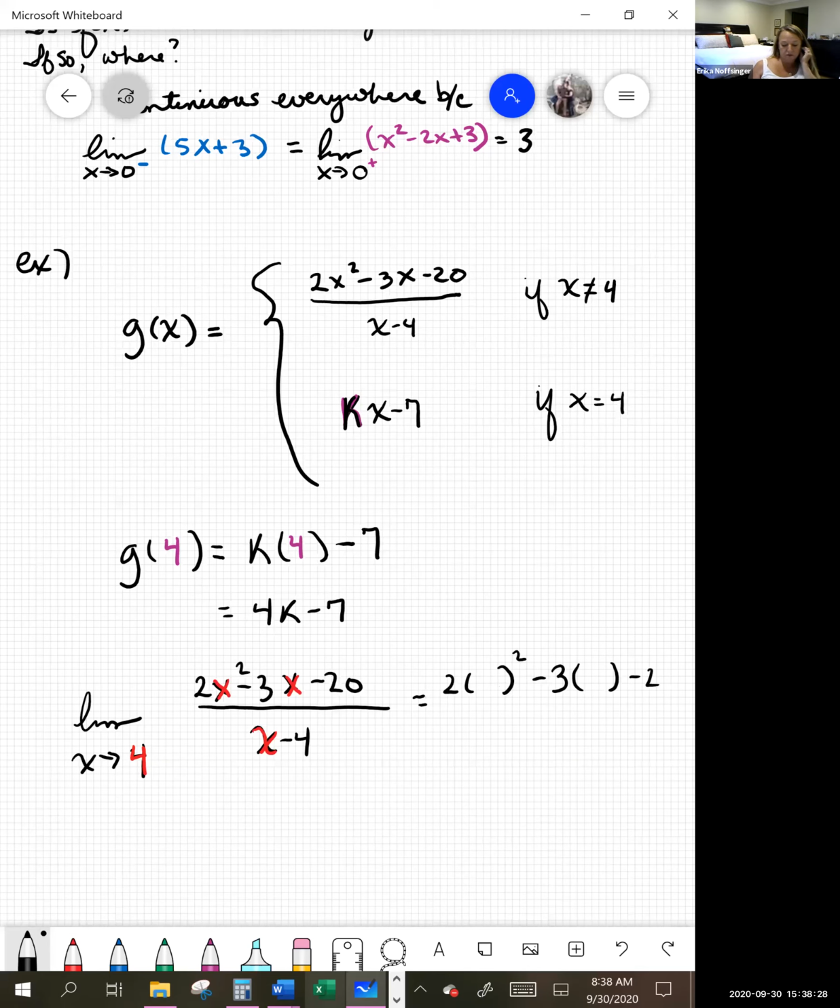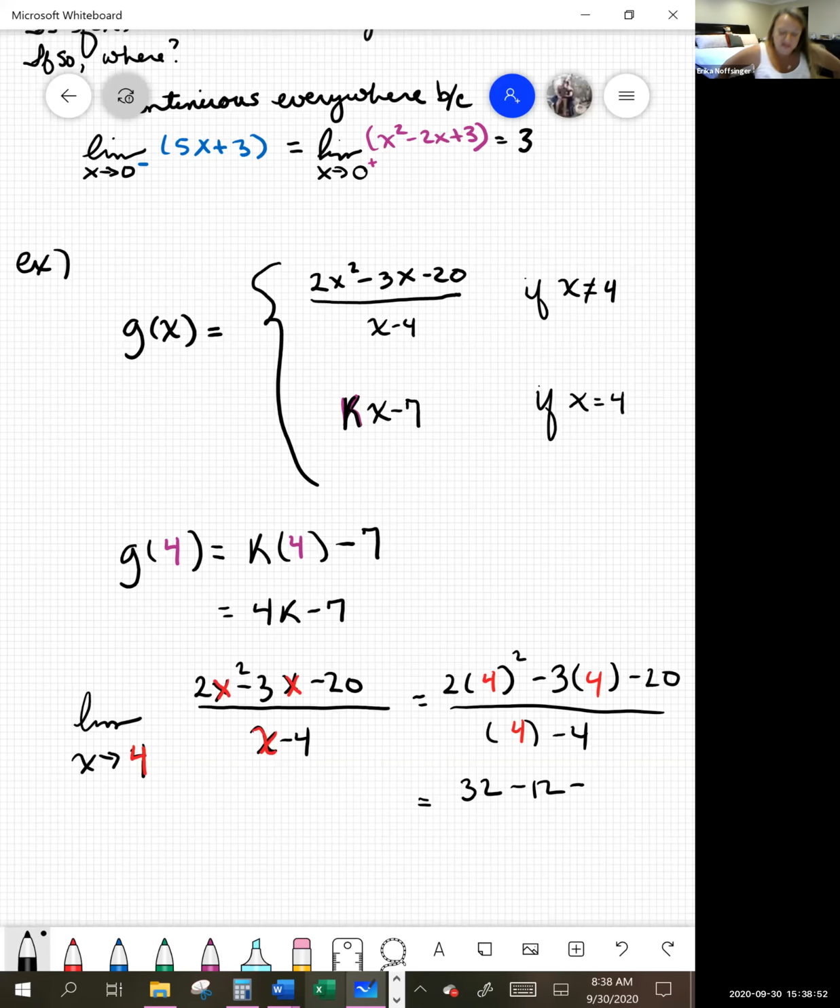So 4 squared is 16, and then times the 2 out front is 32, minus 3 times 4 is 12, minus 20, all over 4 minus 4 is 0. Well, 32 minus 12 is 20, and 20 minus 20 is 0. So we get 0 over 0.